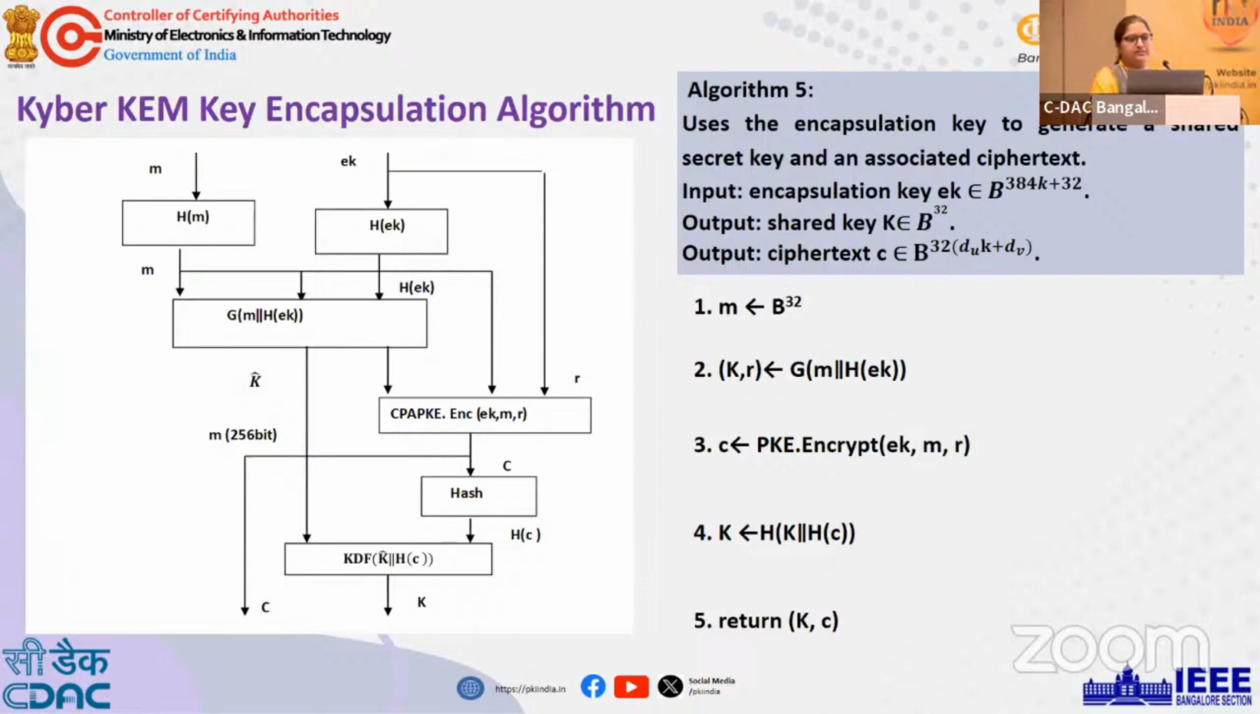And here in the key encapsulation algorithm, it takes input message M, hashes H of EK, concatenates it with message M, and hashes again to generate two values: one is the random bit R, and another is the secret key K. PKE encrypt is then instantiated from the PKE encryption algorithm, with EK, M, and R, to generate the ciphertext. The shared key is generated with the hash of C and K, and we return the shared key and the ciphertext.